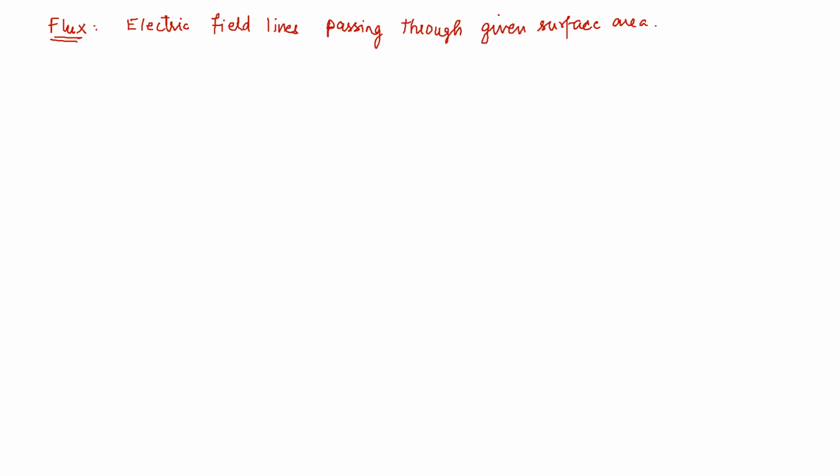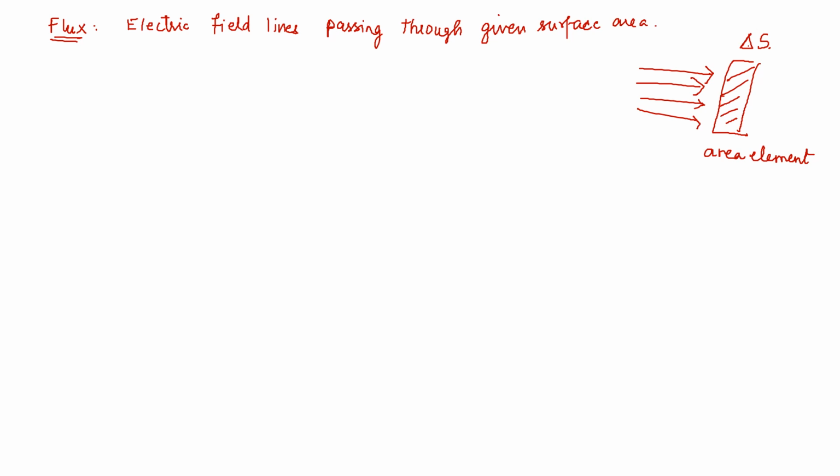Now we have these lines and they are passing through this particular area element. This area element is given by del S. That is a small area element. We haven't taken the whole area yet. So when we take many areas, it will simply be S.